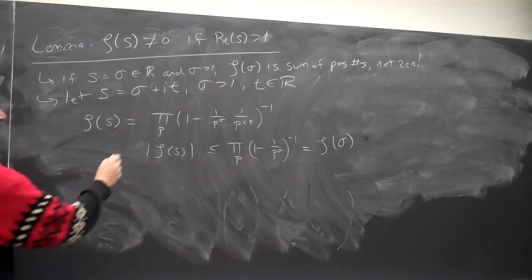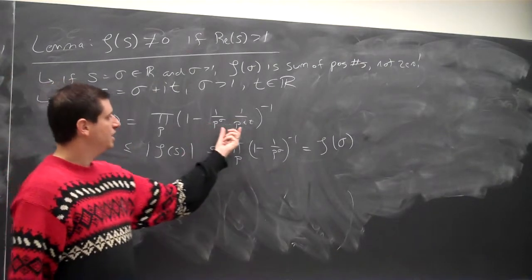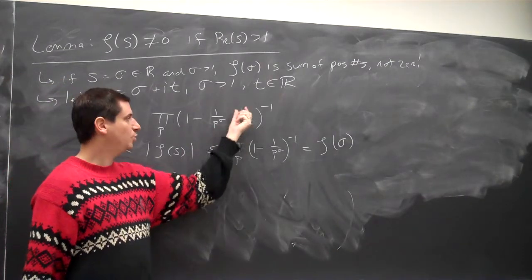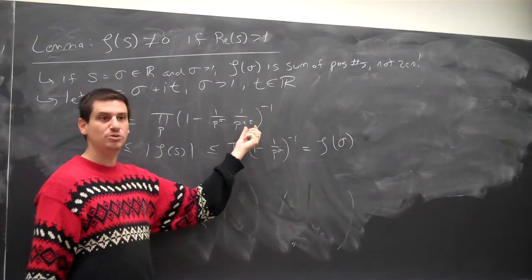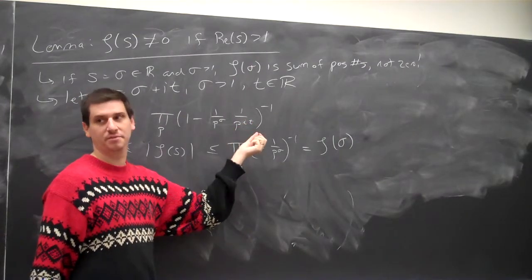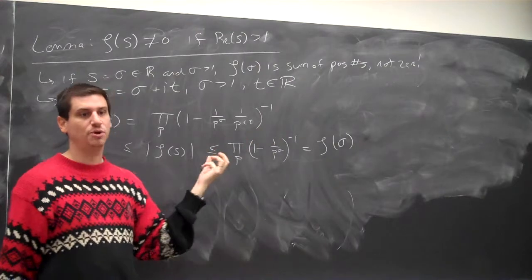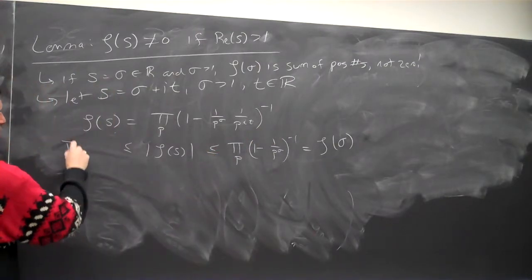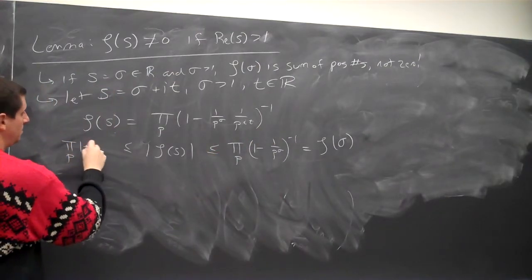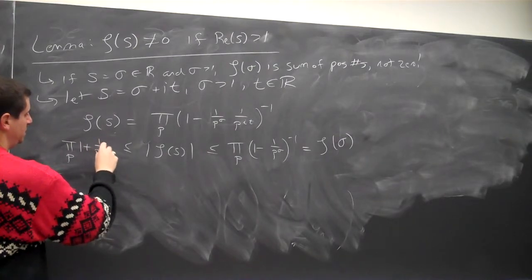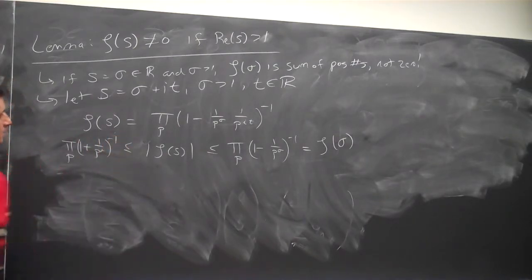The other direction, what I want to do is, the worst case would be if 1 over p to the it is equal to negative 1 every single time. That'd be the smallest possible. So we'd have the product over p of 1 plus 1 over p to the sigma, inverse.